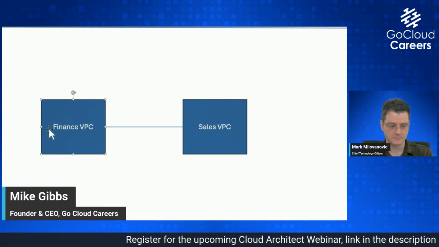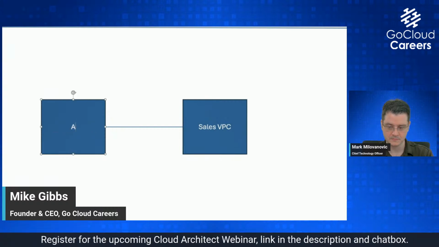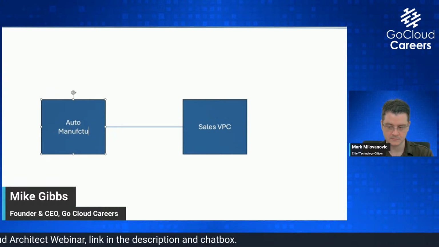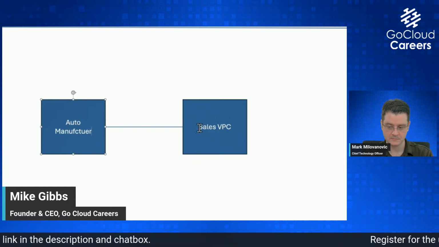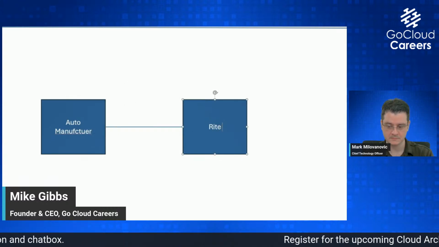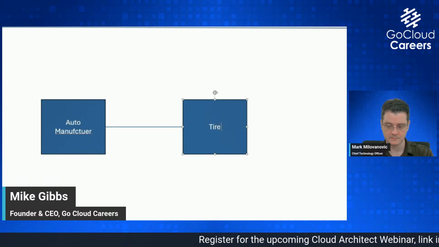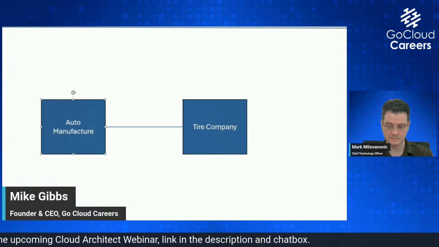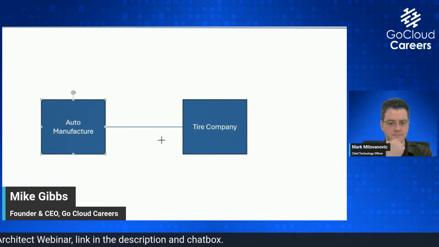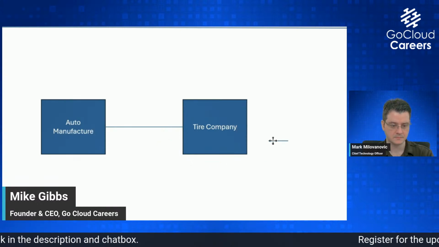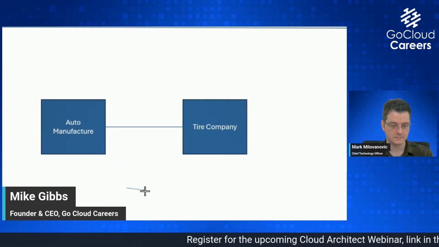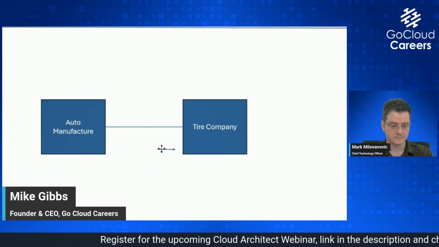Or what if it's this? What if this is a car auto manufacturer, like some of them make sports cars, for example. And let's say this is a tire company. Let's say they have to buy fancy tires from Pirelli. Now I've connected an auto manufacturer to a tire company. Maybe they've got a supply chain. But, ooh, now if the tire company gets hacked, the auto manufacturer can get hacked. And if the auto manufacturer gets hacked, the tire company can get hacked.